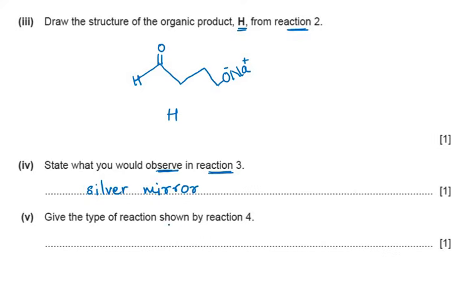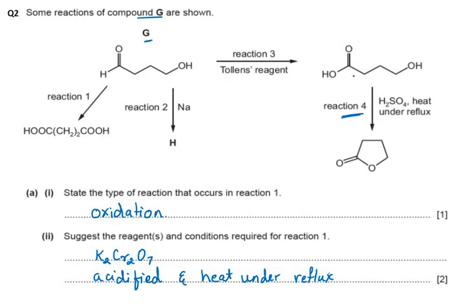Now it says give the type of reaction shown by reaction 4. So let's have a look again at reaction 4. Here we can see that a chain compound has changed to a cyclic compound, and reaction 4 is the reaction of this compound with sulfuric acid, heat under reflux, and we can see that an ester group is formed. Now what is this? This is a COO group surrounded by 2 other carbons. So you can call this the ester functional group.